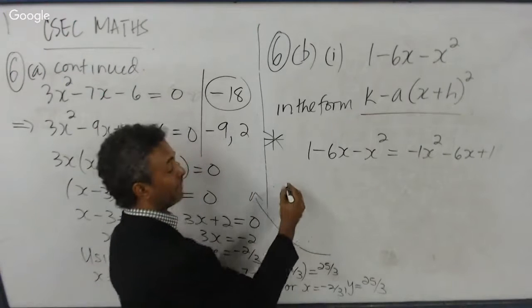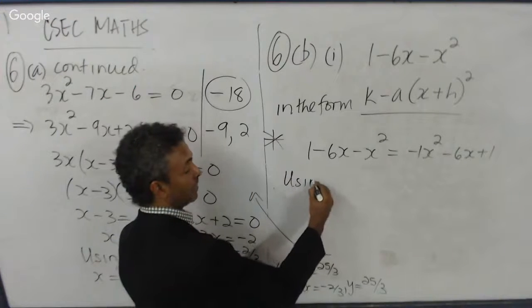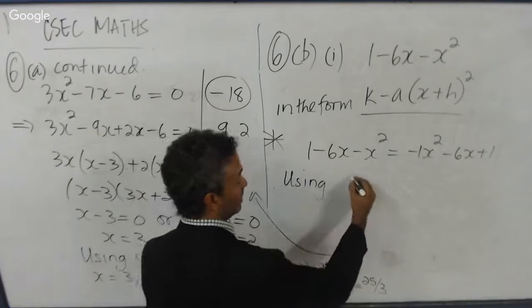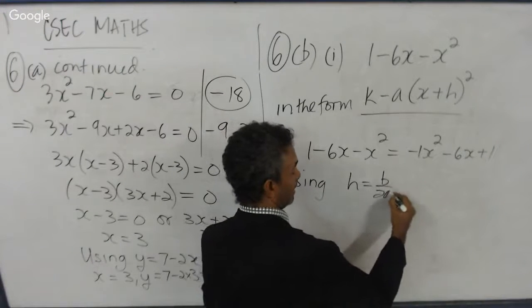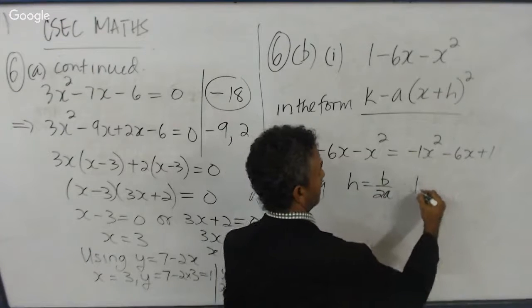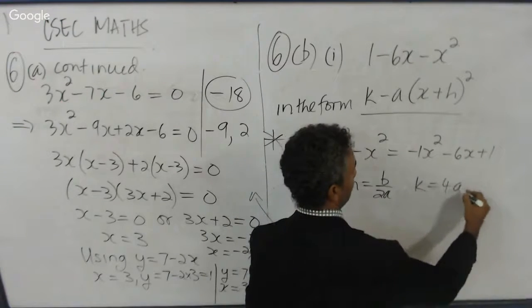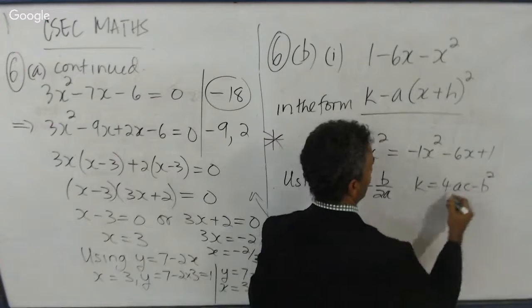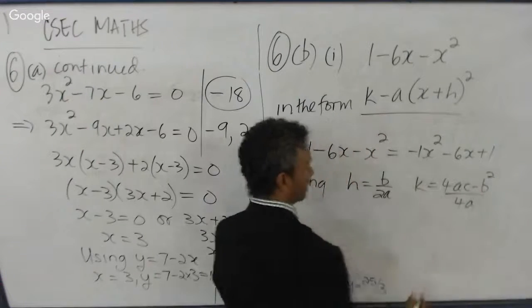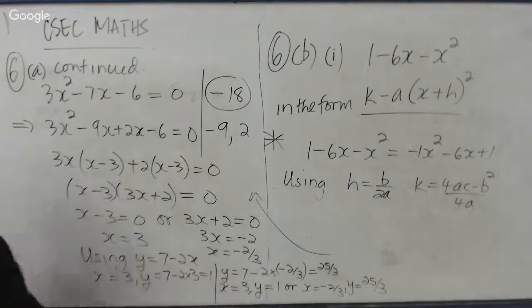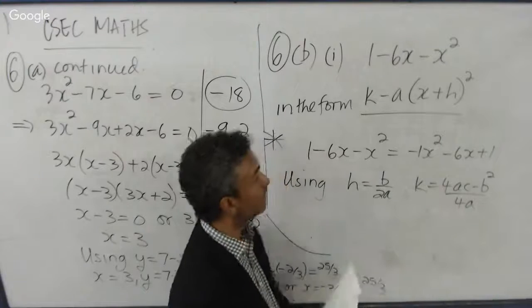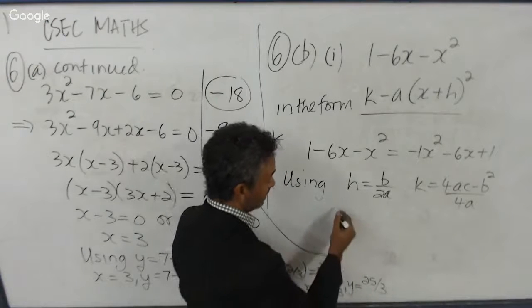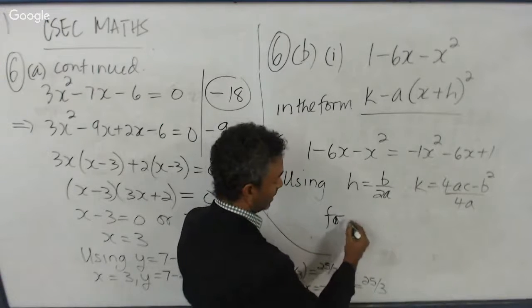For those using the formula, where some of you use this, h equals b over 2a and k equals 4ac over... That's what you use? All right. So if you use it, all I'm saying is where you get the A, B, and C from. You get it from using the equation in this form.